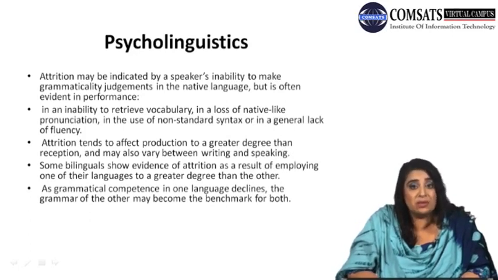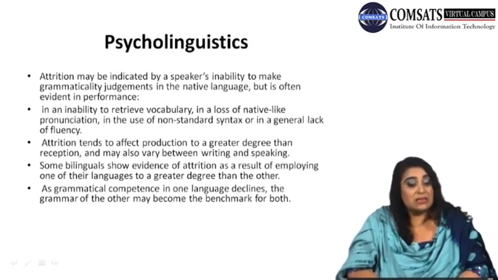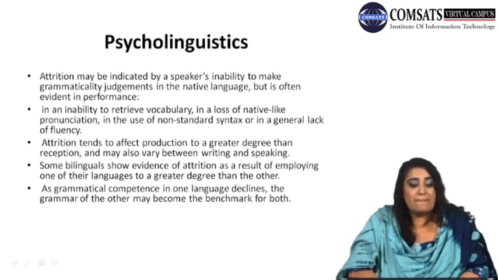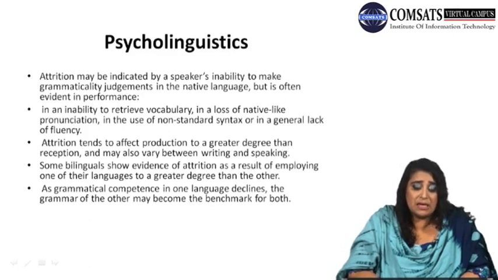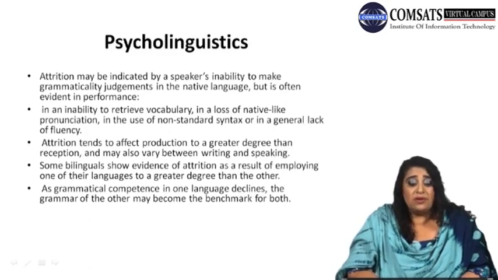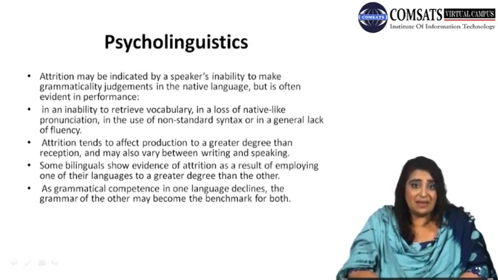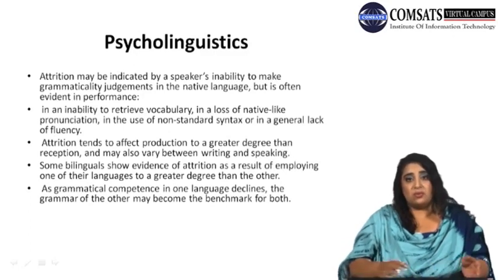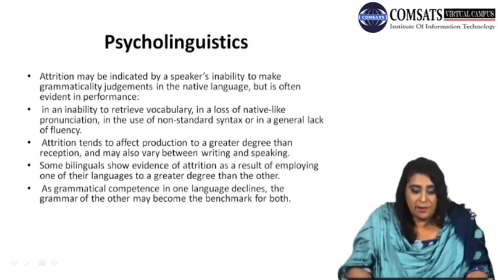So having fluency, now I'm fluent in English, the same way you will be fluent in Urdu. But if you keep practicing, you can become fluent in English also. So attrition tends to affect production to a greater degree than reception. It's more affecting production than reception, and may also vary between writing and speaking. So sometimes even in writing or speaking the language, it depends, it would go back and forth.